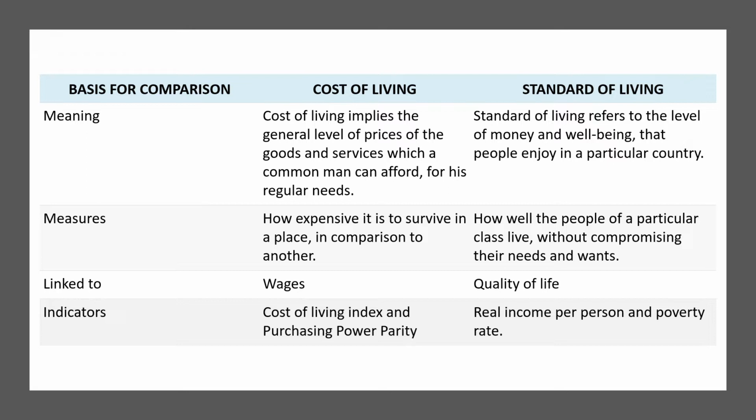The cost of living is linked to wages, and the standard of living is linked to quality of life. The indicators for cost of living are the cost of living index and purchasing power parity. But the indicators of standard of living are real income per person and poverty rate.